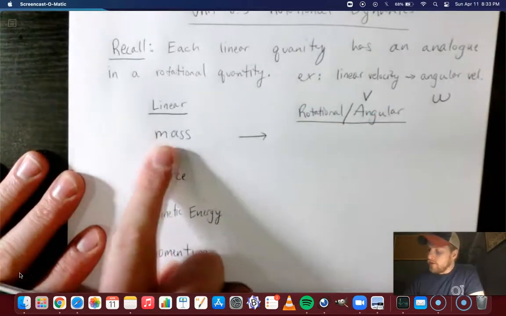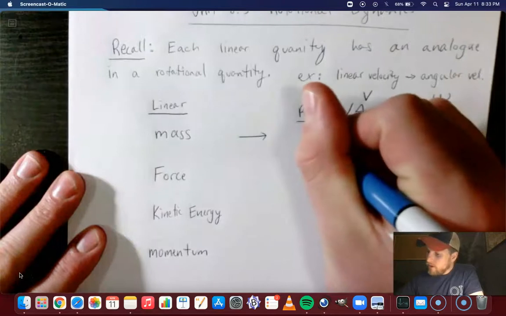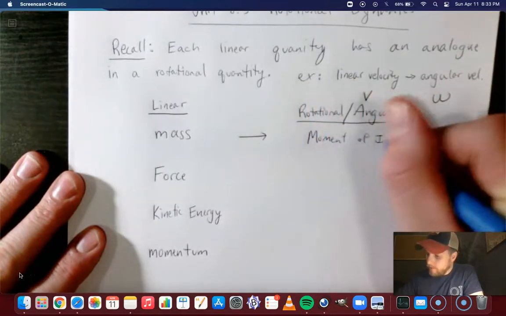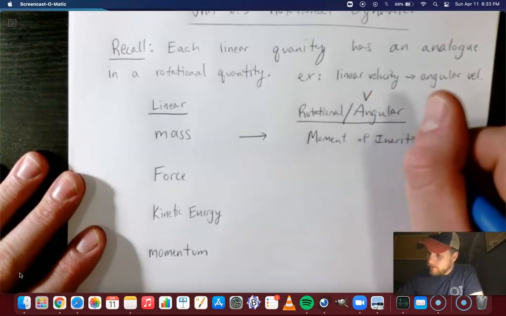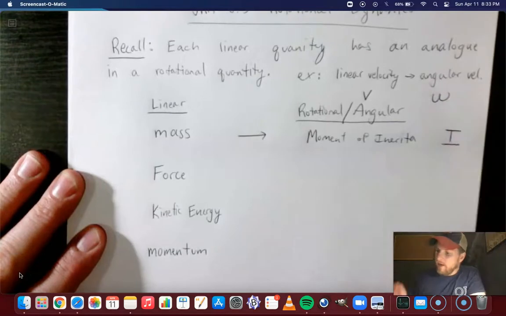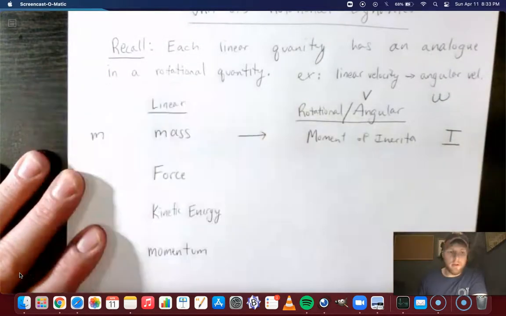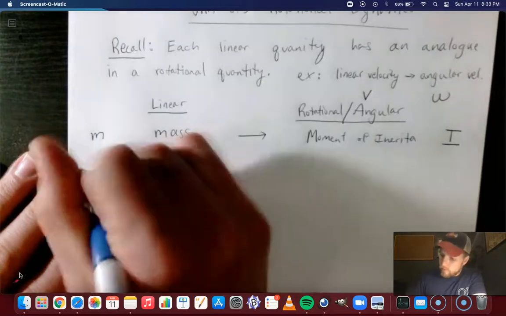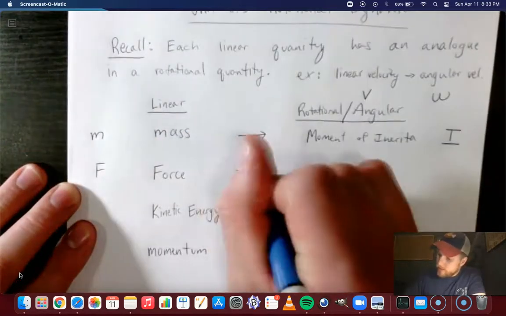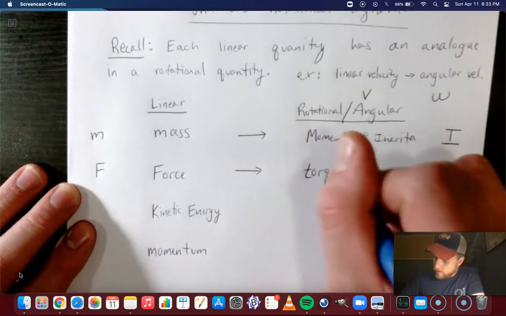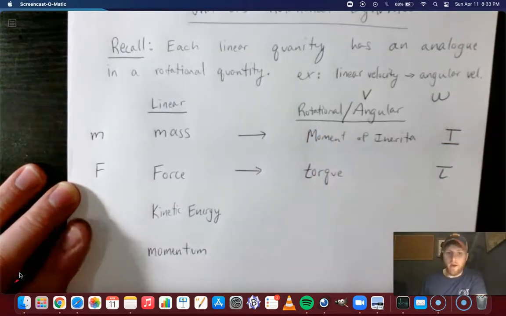The angular version of mass is something called the moment of inertia, which we've talked about a little bit before. We used the symbol I for that. We used, remember, little m for mass. For force, remember, we used the letter F. The analog to that is, of course, torque, which we've been talking quite a bit about.